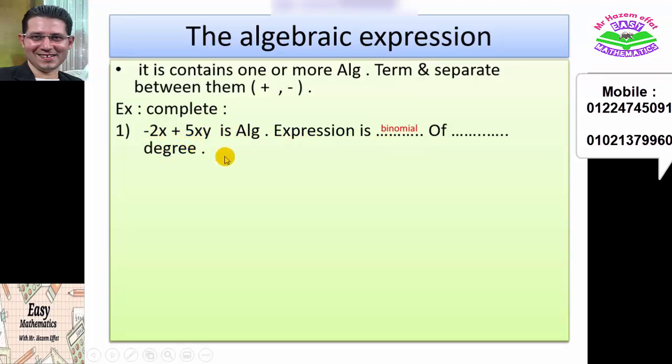Take care here: to find the degree of an algebraic expression, we must find the degree of each algebraic term alone and take the highest one. I mean we must find the degree of this algebraic term negative 2x alone. It will be of the first degree. And we must find the degree of the second algebraic term 5xy here. We add x raised to power 1 and y raised to power 1, so it will be of the second degree. And we will take the highest one, this of the first degree and this of the second degree.